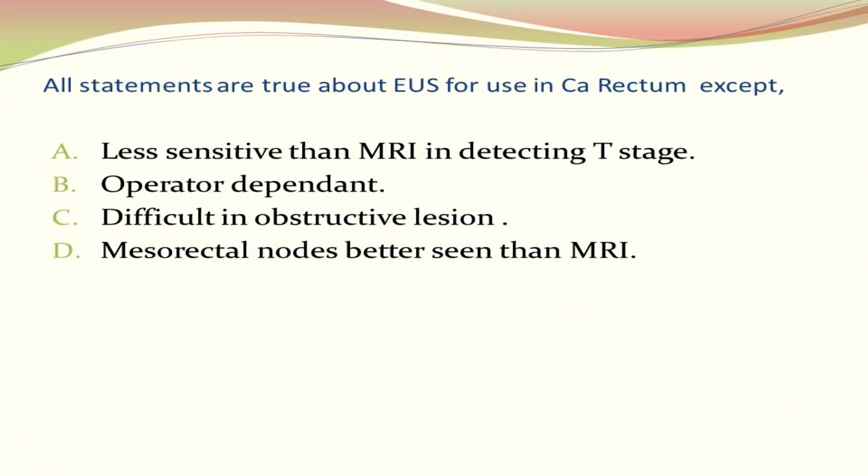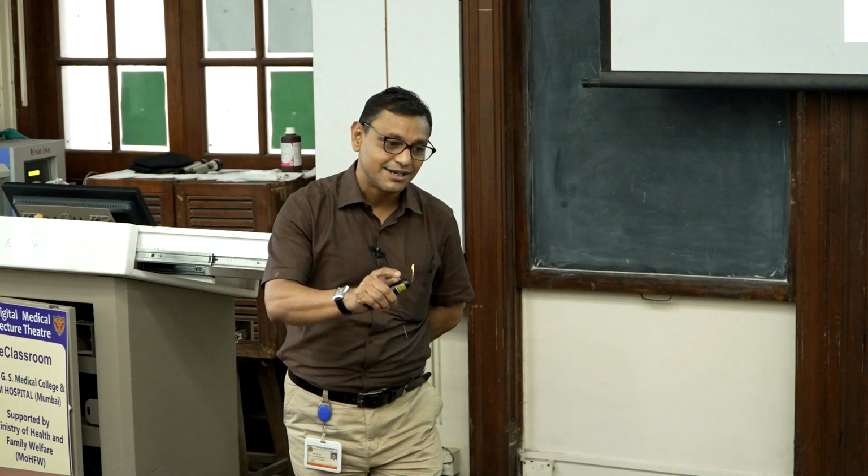How many for C? And how many for D? Yes, here you are absolutely right. That means it's very difficult to judge the nodes present or not present in endorectal ultrasound. There are definitely some kind of indications where endorectal ultrasound is going to be more beneficial than MRI.